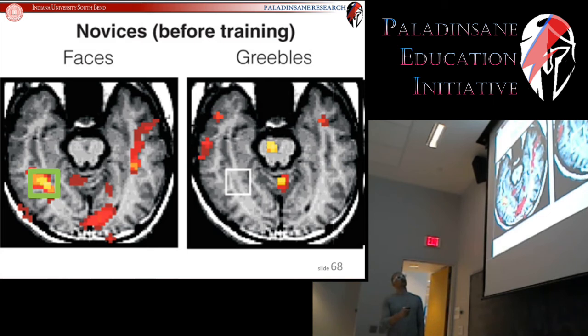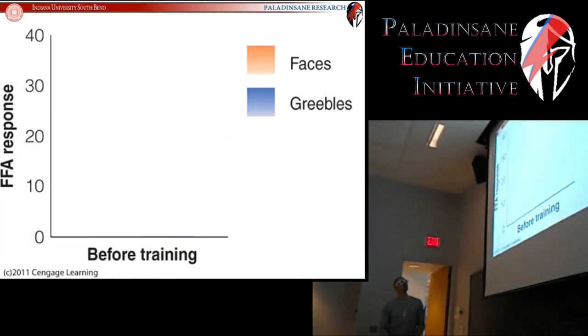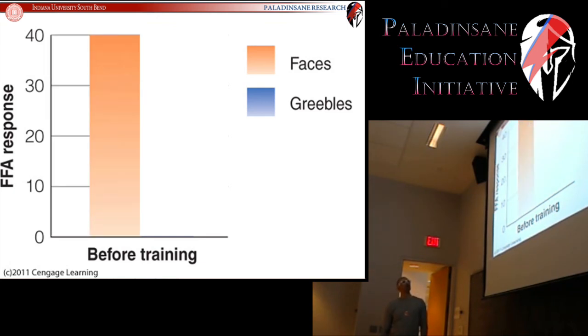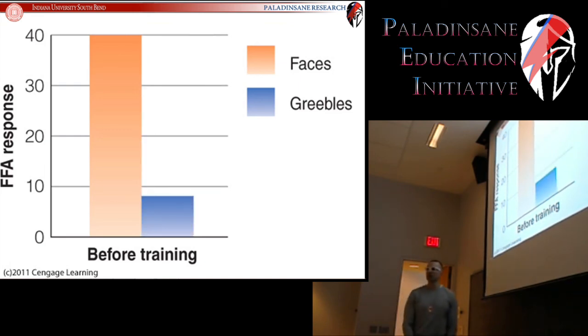When you show somebody Greebles, no activation. That area is silent. So before training, faces lit up the fusiform face area. Greebles did not light up the fusiform face area. And if we take a look at the graphs of that, once again, they measured the fusiform face area response. Higher bars mean higher responses. And before training, there was your response to faces in your fusiform face area. There was your response to Greebles in your fusiform face area. Basically showing what they already knew: specialized faces activate the fusiform face area.